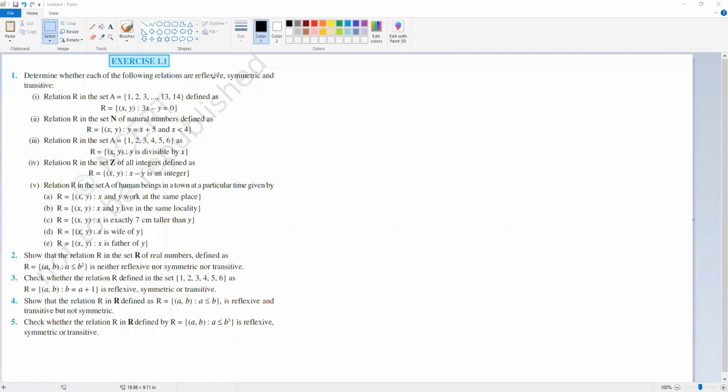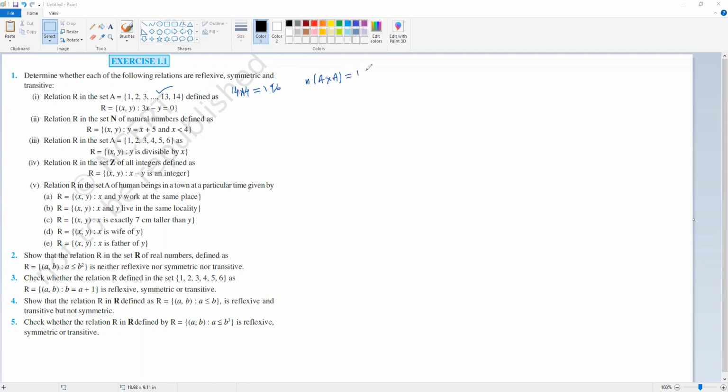Determine whether each of the following relations are reflexive, symmetric, and transitive. Okay. First relation, देखो your set is the set of integers from 1 to 14: 1, 2, 3, 4, 5, 6 up to 14. A relation is given as the set of all ordered pairs such that, see how many relations are there in the set. A cross A में actually 14 into 14 elements होगा, right? A cross A में, isn't it? 14 into 14 कितना है? 196. This is the number of elements of A cross A.